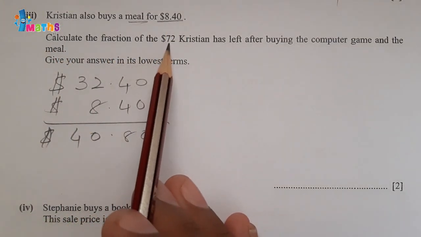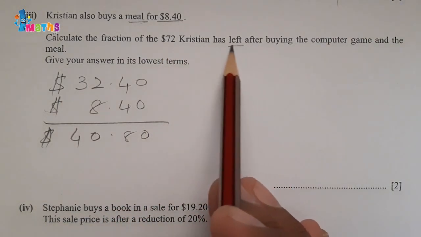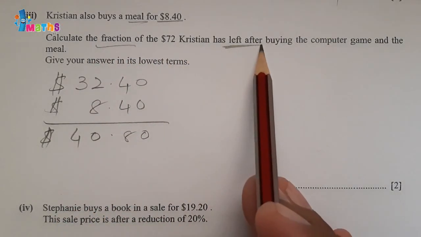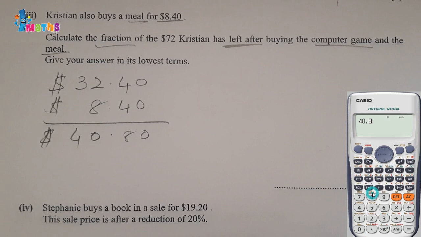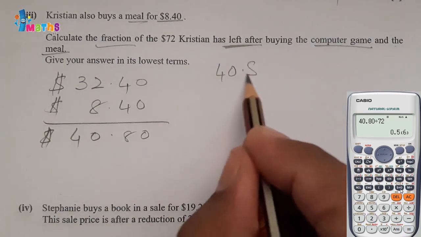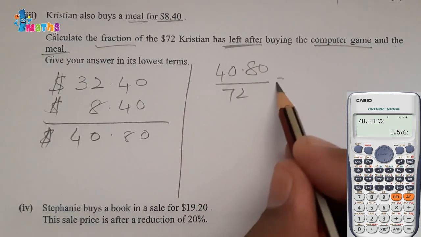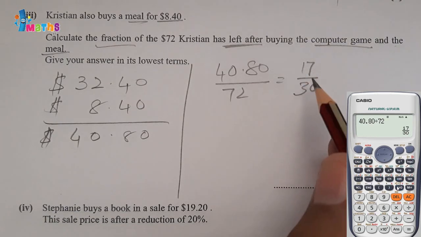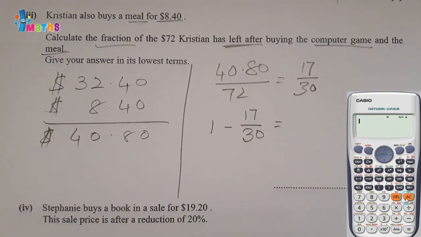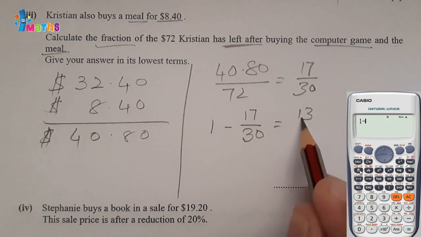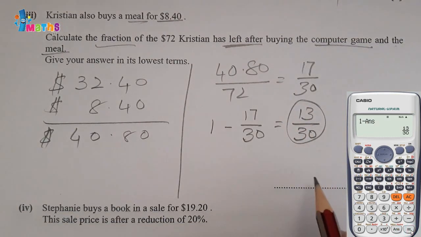Calculate the fraction of the $72 Christian has left. We have to calculate the fraction which is left after buying the computer game and the meal. So give your answer in lowest terms. So we'll use calculator. 40.80 divided by 72, we will get 17 over 30. So this much amount he spent. So leftover will be 1 minus 17 over 30. So if we solve with calculator, this will be equal to 13 over 30. This will be the fraction which will be left. So we will write 13 over 30.